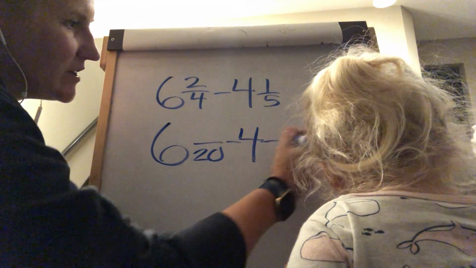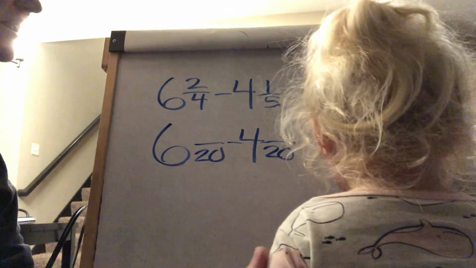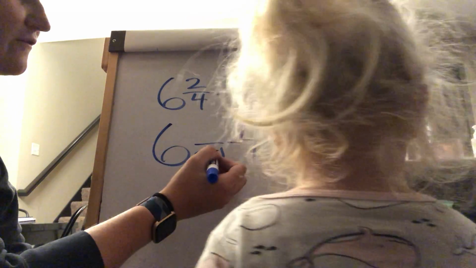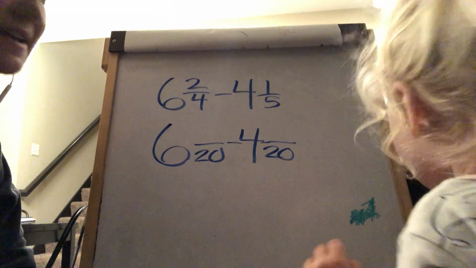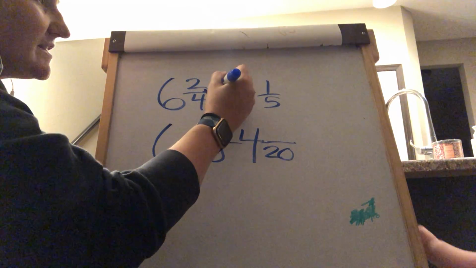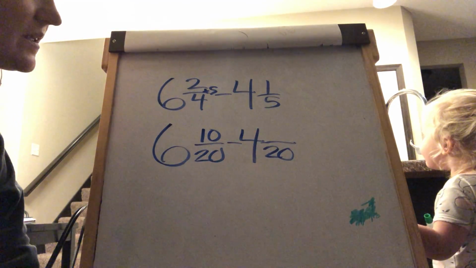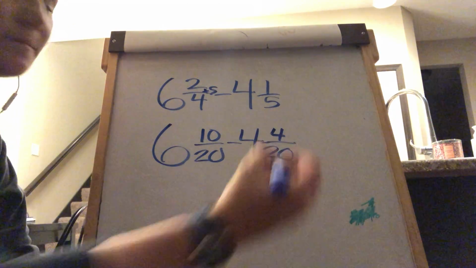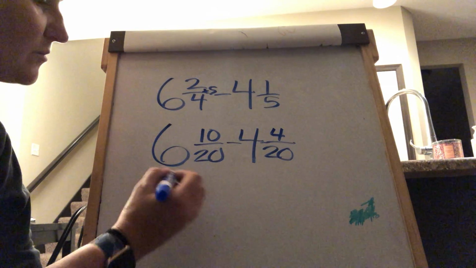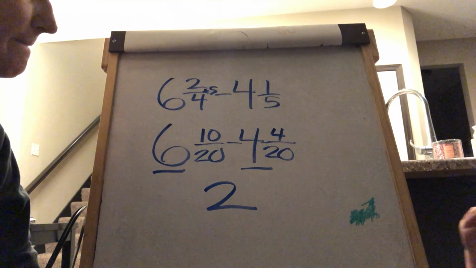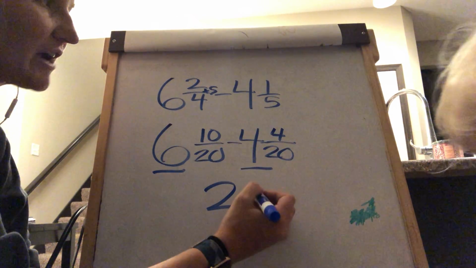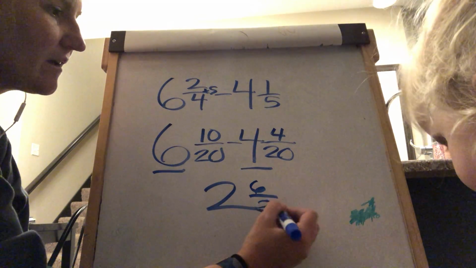So we're going to keep our whole numbers the same. Our denominator in this case is going to be 20. So we need to think, how do we get from 4 to 20? We times by 5. Times by 5 on the top, that becomes 10. Times by 4, that becomes 4. Now, subtraction: we're going to take care of our whole numbers first, and we have 2. Then we do our subtraction, which would be 6 over 20.